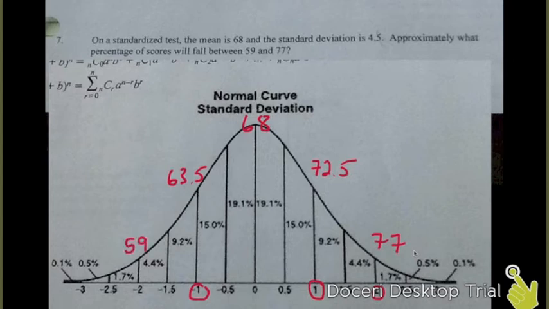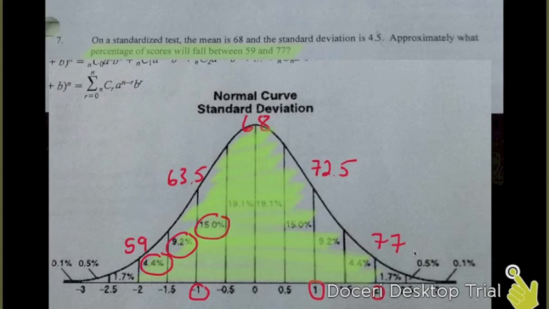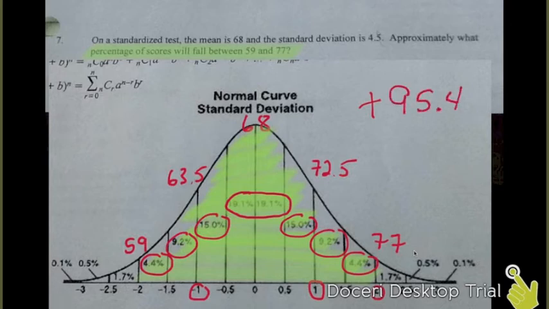So they're asking you what percentage of scores fall between 59 and 77. So from 59 all the way up to 77, they're asking for all of this data in here. All of that. So you need to go ahead and add up 4.4, 9.2, 15, 19.1, 19.1, 15, 9.2, and 4.4. And when you add those all up, you actually end up with 95.4%. Okay, so that is your answer, 95.4%.